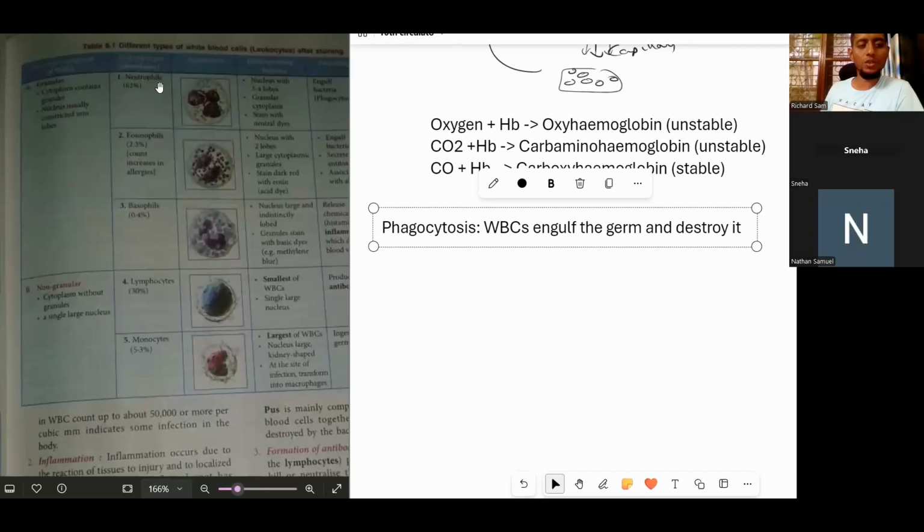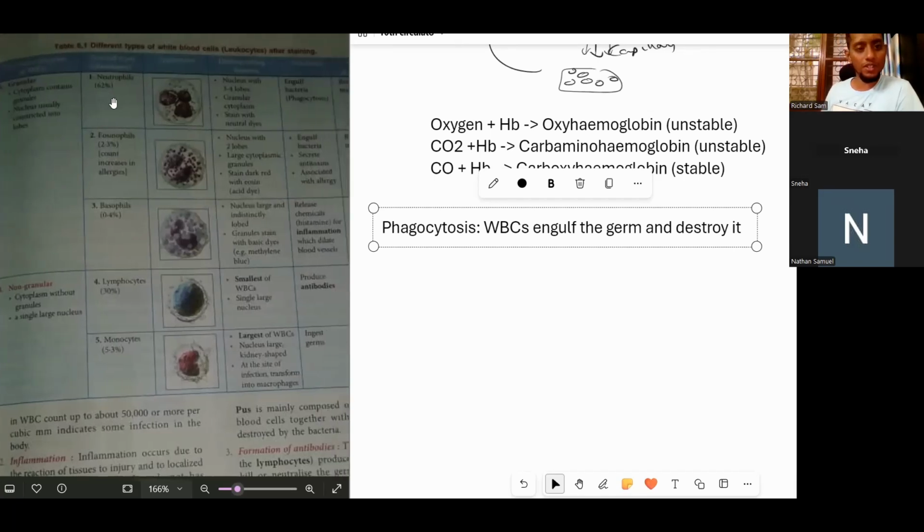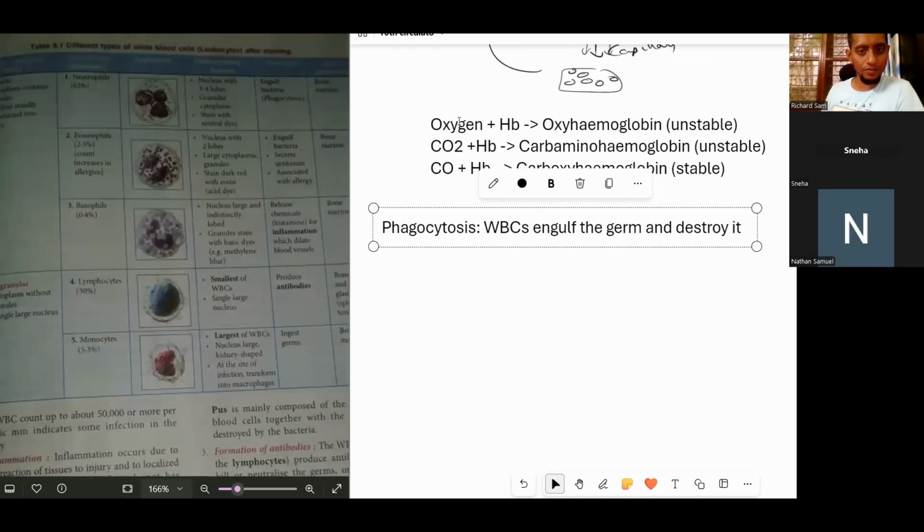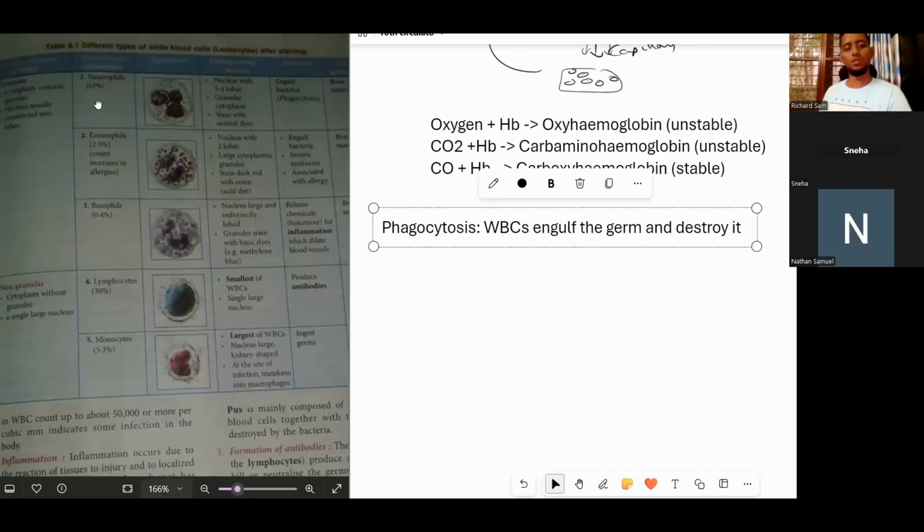The first one, that is neutrophil, around 62% of all the WBCs are neutrophils, and in non-granulocytes, lymphocytes are the most abundant. They are around 30%. You see, so these two itself make around 92% of all the WBCs. Okay, so just remember these two and what are their functions. So neutrophils' function is what? Phagocytosis. You see that? Engulf bacteria. 62% of the WBCs are neutrophils and they engulf the bacteria.